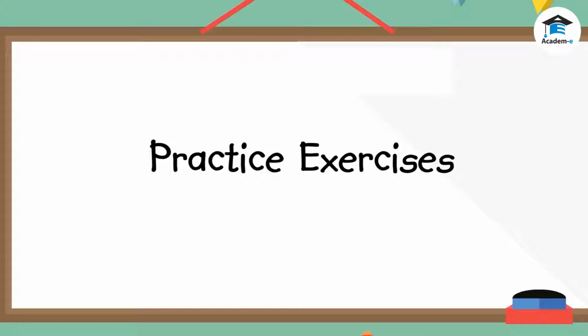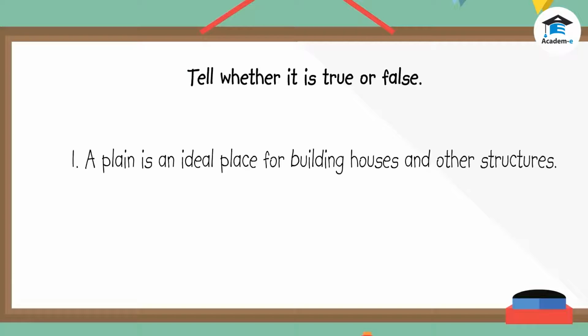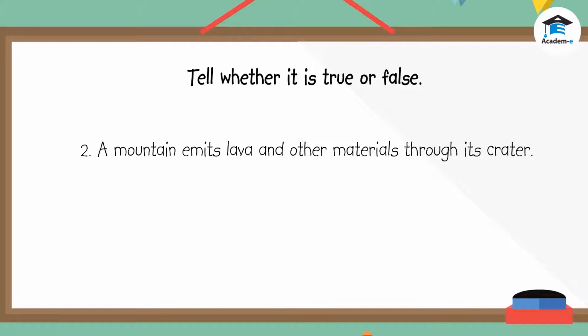To check how well you understood the lesson, let us have a short exercise. Tell whether it is true or false. 1. A plain is an ideal place for building houses and other structures. The answer is true. 2. A mountain emits lava and other materials through its crater. The answer is false.